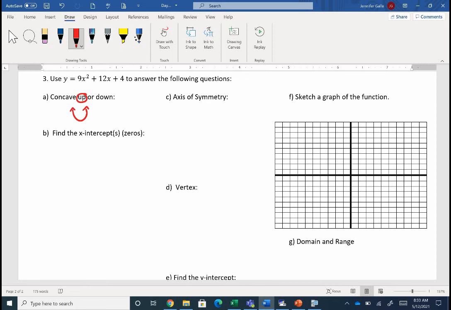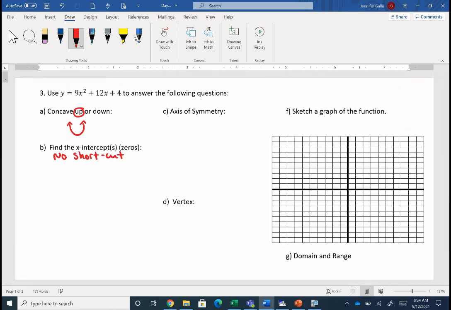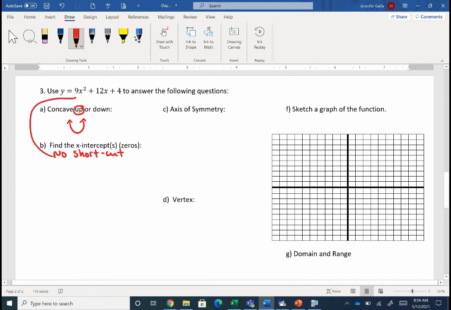This is one I definitely wanted to go through today. This was the type that I got the most questions on yesterday when we were factoring. I'm going to write a little note here. No shortcut. And if you need to give yourself a little reminder why there's no shortcut, it's because we've got something other than 1 with our x squared. So no shortcut on that one. So we have to do our long way.